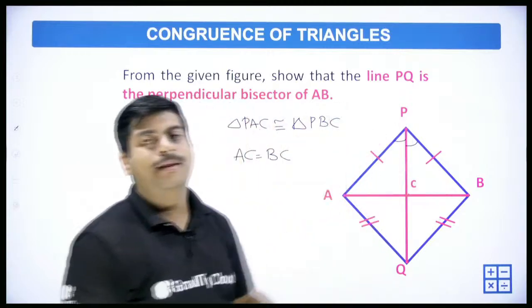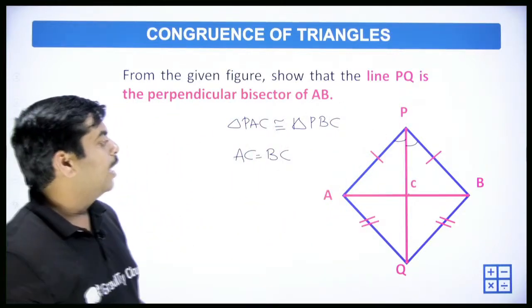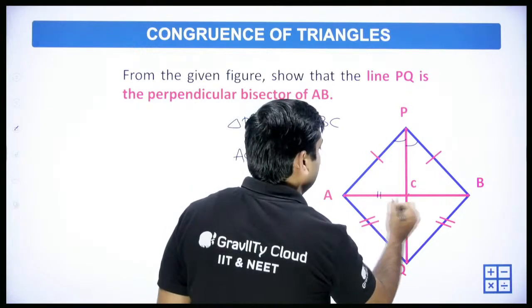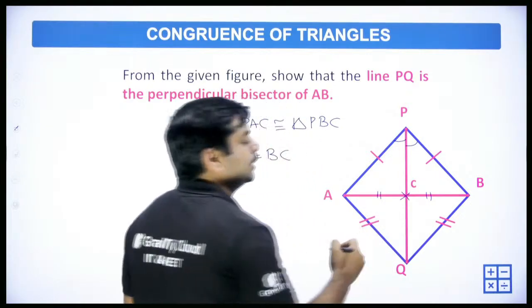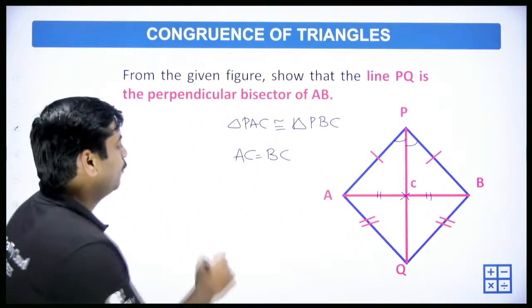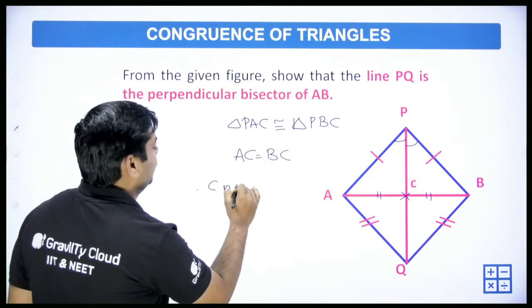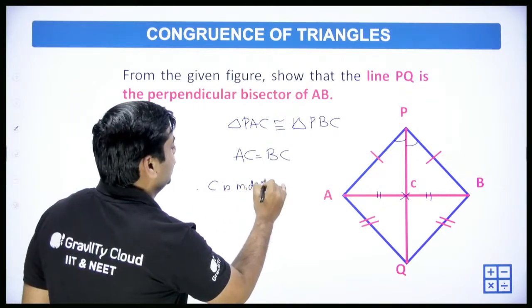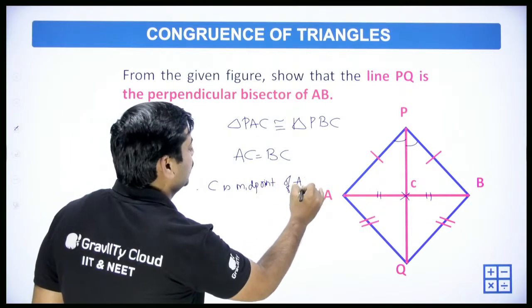AC is equal to BC. Now, it is enough to show that this is exactly passing through the midpoint. C is the midpoint of AB. Therefore, C is the midpoint of AB. So that information is clear to us.